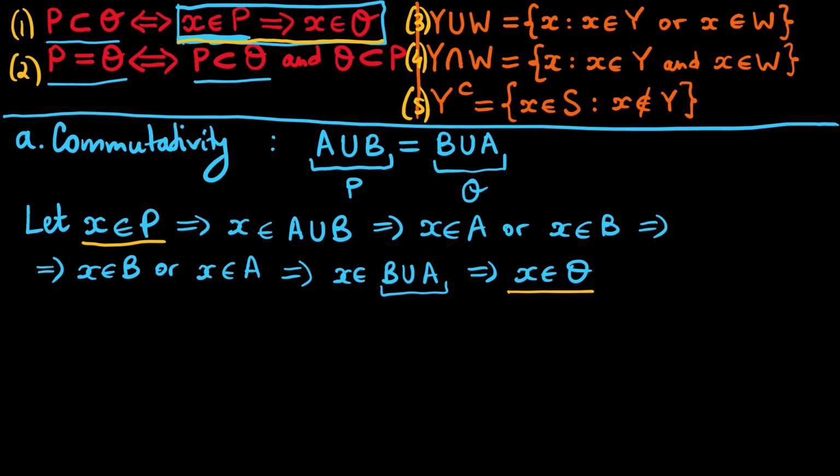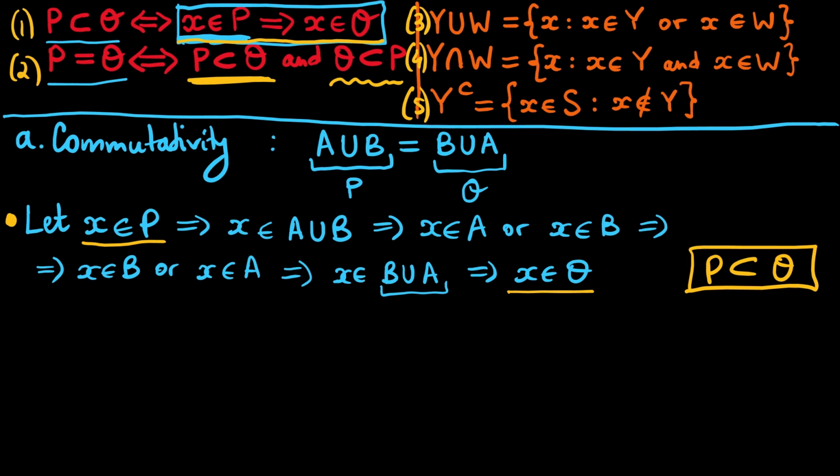Therefore, what we've accomplished is to show that P is a subset of Q. Okay. So we finished this part in definition 2, that P is a subset of Q. Okay. Now we need to show that Q is also a subset of P. And how do we do that?